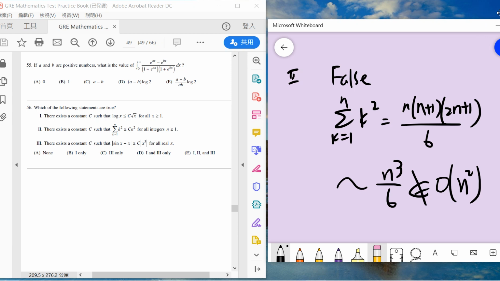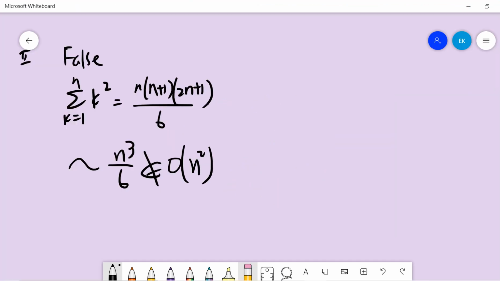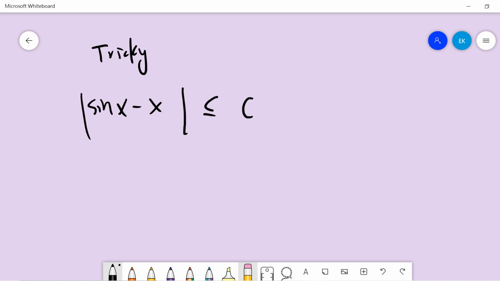So the tricky part is the third: there exists a constant c such that the absolute value of sin x minus x is smaller than c times x cubed. The tricky part is whether this is correct. You have two ways. The first way is to plot the graph and see whether this is correct. But actually, you can use a more analytical way to solve this. So let me show how to do this.